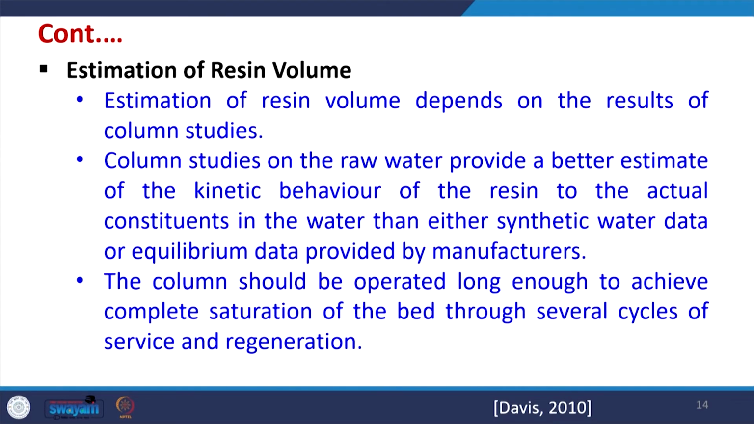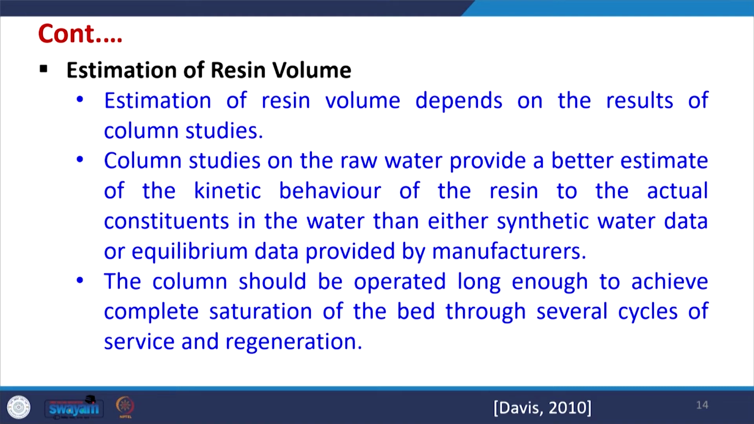Now, how much resin volume we have to use in the bed has to be determined if we have to properly design a system. The estimation of resin volume will depend upon the results of column studies that we perform at lab scale. If we have the raw water available, column studies on raw water will provide a better estimate of the kinetic behavior of the resin to the actual constituents present in the water. If you perform the study in synthetic water, the capacity and parameters will come out different, but if you perform the operation with the actual water that has to be treated, then we will get actual data, and that will be better design data for designing the column itself.